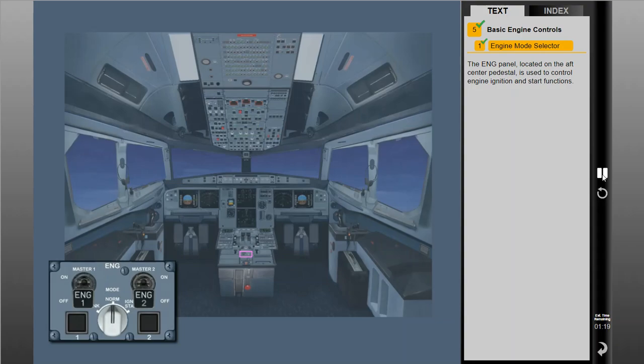The engine panel, located on the aft center pedestal, is used to control engine ignition and start functions. The selector has three positions: norm, ignition start, and crank. The selector is typically in the norm position. In this position, engine ignition is off unless it's automatically activated.